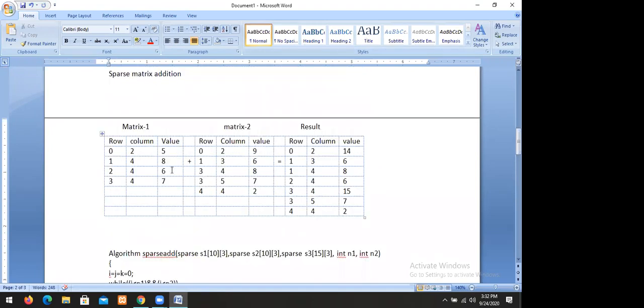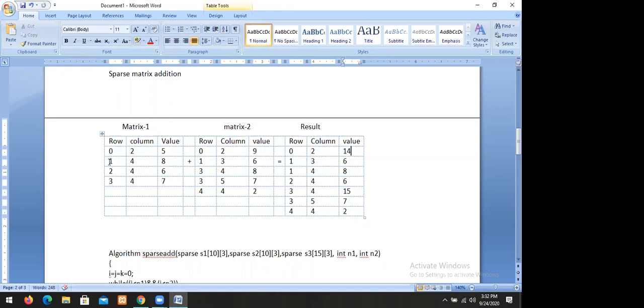For example, 0th row, second column 5. And 0th row, second column 9. So row and column are 0, 0, rows are equal. 2, 2, columns are equal. Rows and columns are equal, then add the terms. So 5 plus 9, 14. So 0th row, second column 14.